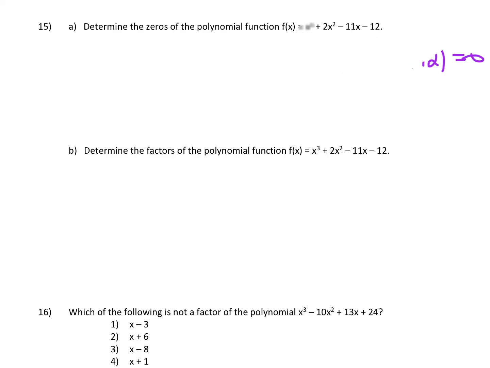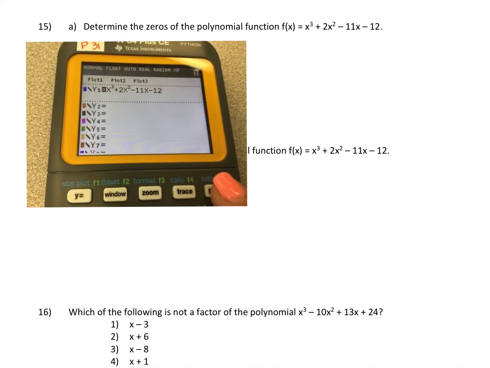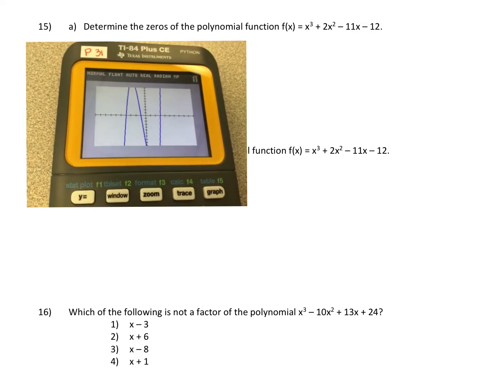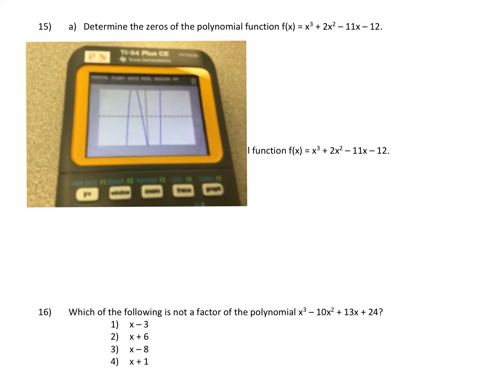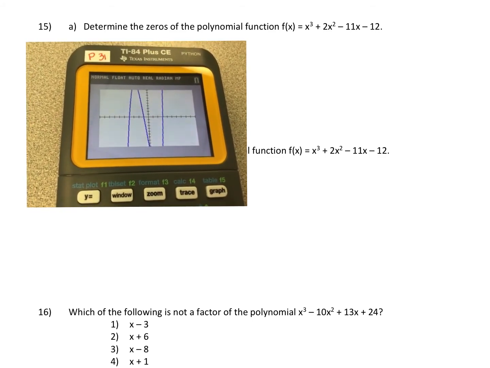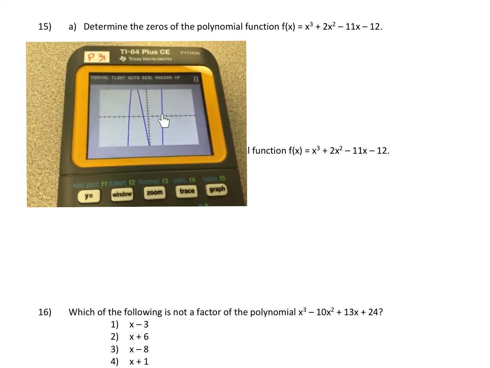So if I want to find my zeros, well, all I have to do is go to y equals in my calculator and graph this. Okay, so I went to y equals and plugged that in, and when I hit graph, here we have it. Now, we can see that it looks like here it intersects the x-axis at -4, -1, and positive 3.